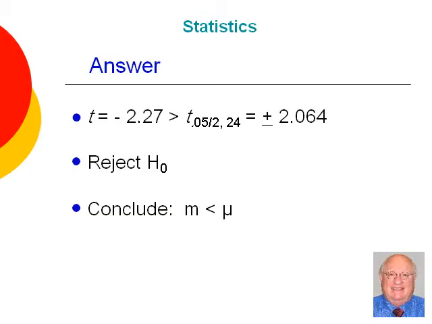Thus, the test statistic, equal to negative 2.27, is greater in magnitude than the critical value of t equal to plus or minus 2.064. And as a result, we would reject the null hypothesis. We would then conclude that the mean for the experimental group is lower than the mean of the population. We would also assert that if we did this experiment 100 times, we would expect to observe a mean for the experimental group that was actually equal to or greater than the population mean in fewer than 5 of those experiments.